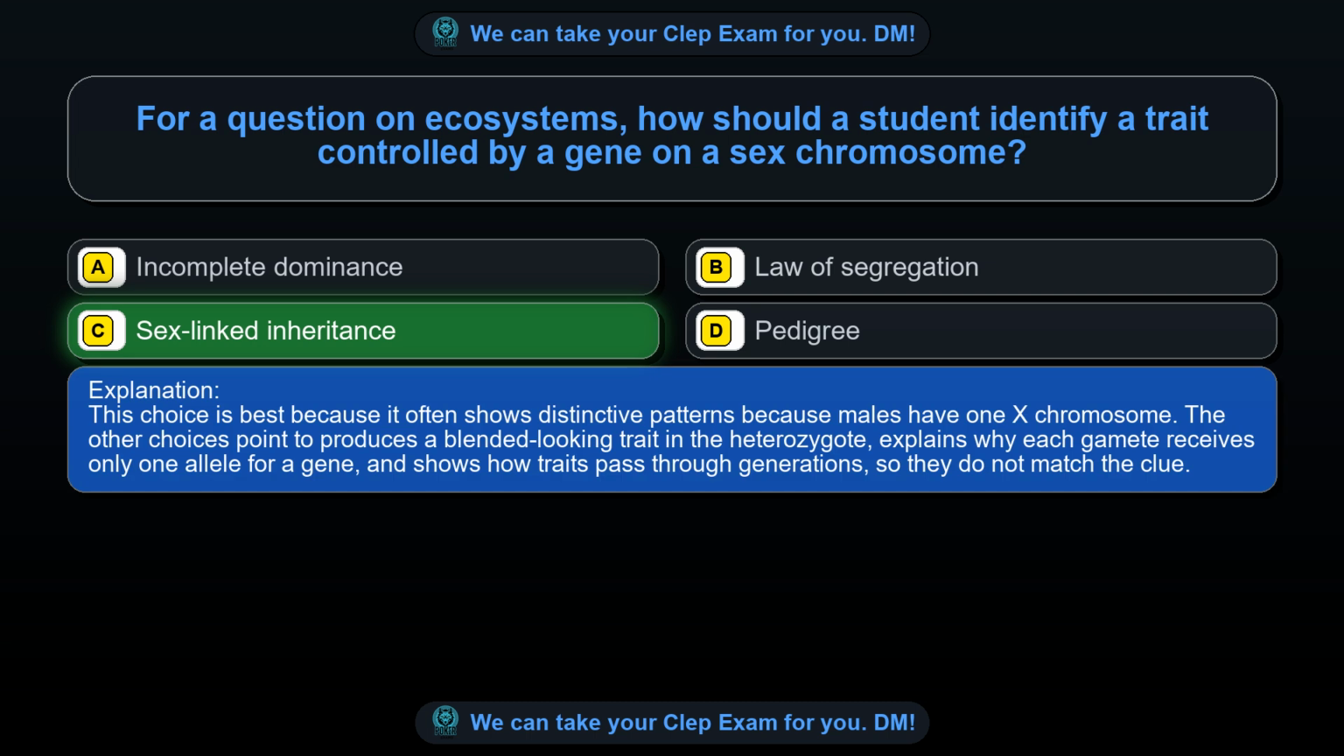This choice is best because it often shows distinctive patterns because males have one X chromosome. The other choices point to produces a blended-looking trait in the heterozygote, explains why each gamete receives only one allele for a gene, and shows how traits pass through generations, so they do not match the clue.